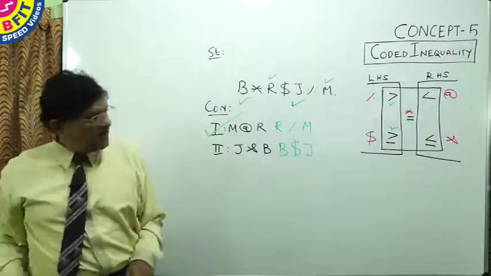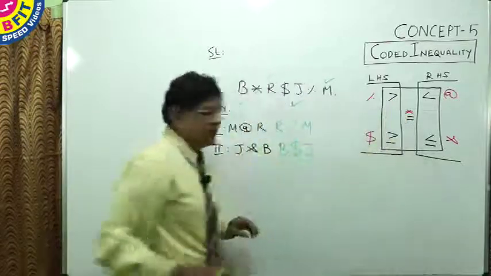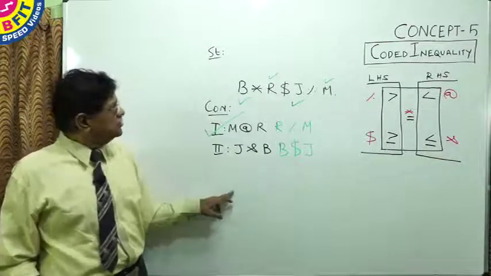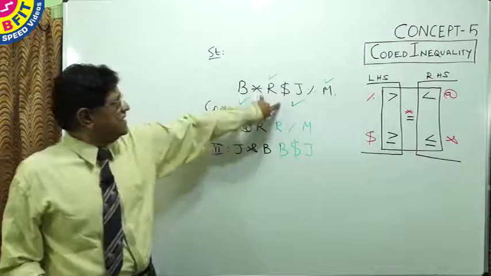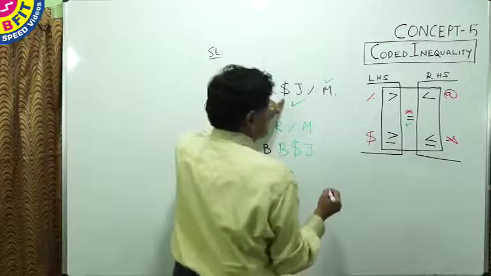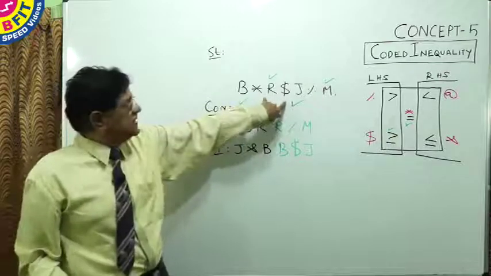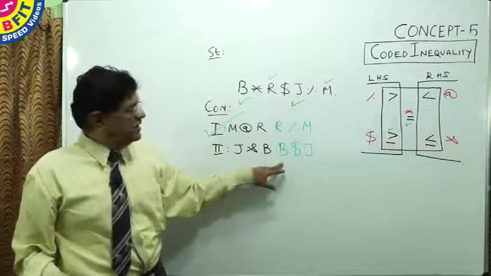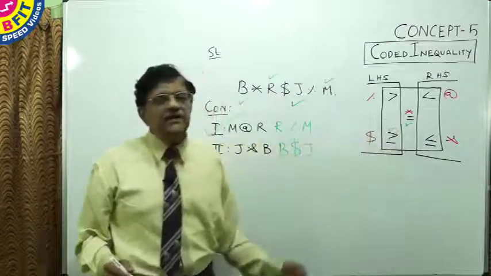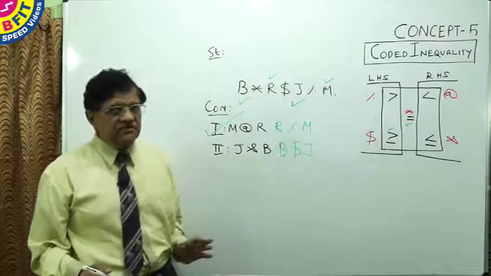Now let us check it. Before that we will remove this earlier marking so that it will not interfere with our current checking of the conclusion. So we have to check whether B $ J is true. What are the symbols between B and J? First symbol is star. Second symbol is dollar. Now these are the two symbols in between the elements B and J. Now look carefully in this magic box. Are we crossing from left hand side to right hand side? No, we are not crossing. Therefore a valid conclusion is possible.